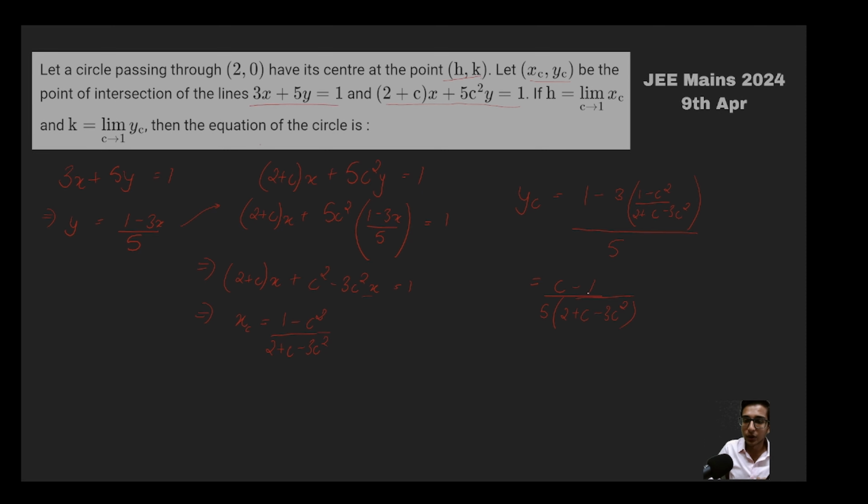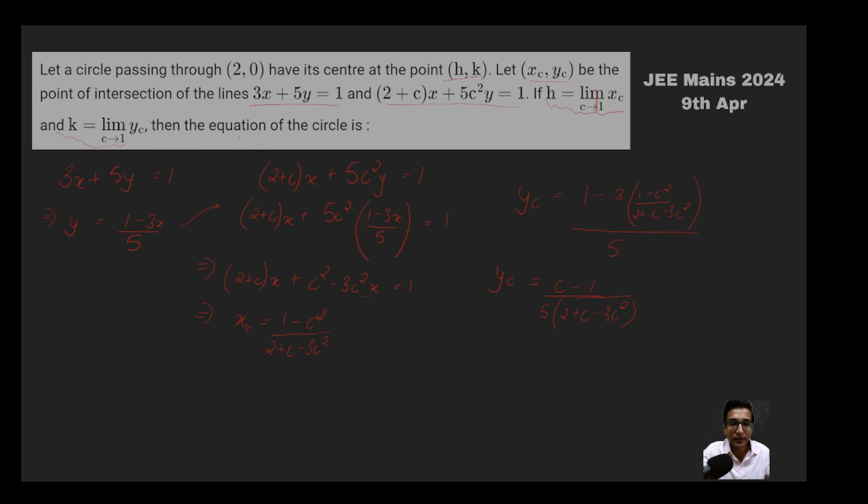Basically our main motive is to understand the concept and not the calculations. So we've gotten our yc as well. Now what have they told us? That again, this point has no direct relation to the circle that we are trying to find out. However, they have told us that the center of the circle somehow relies on these points, which are our xc and yc. They've told us that h is equal to limit c tending to 1 of xc.